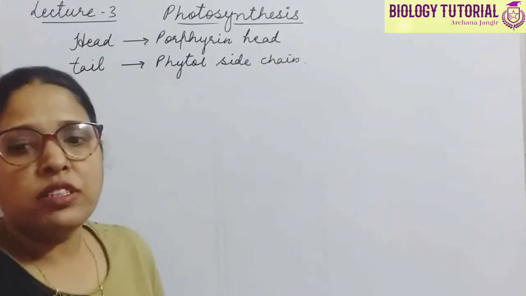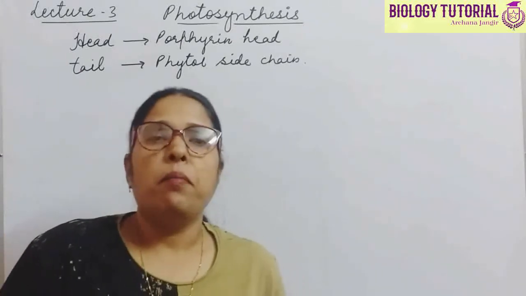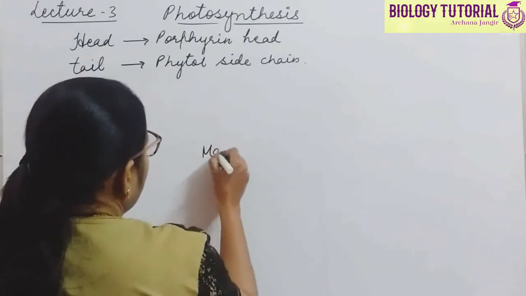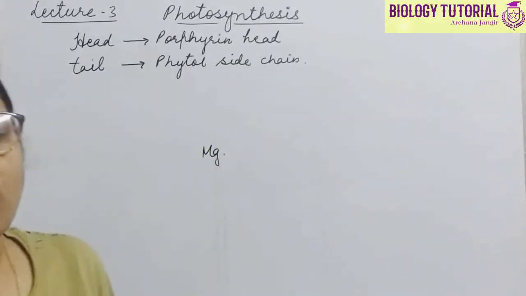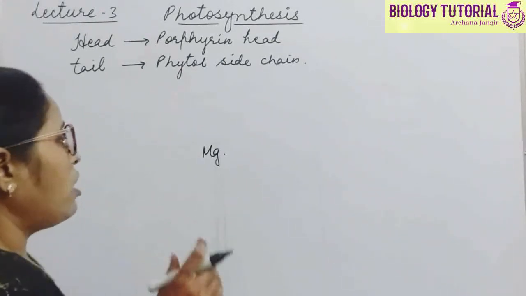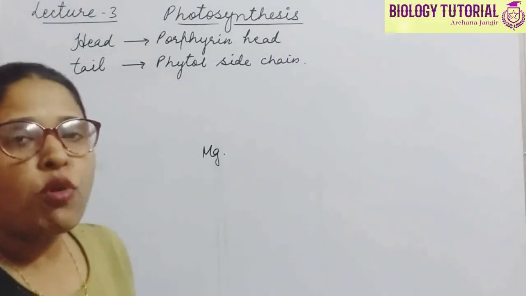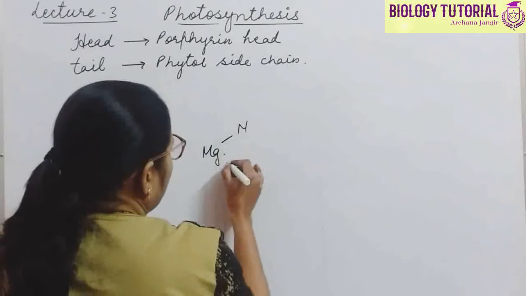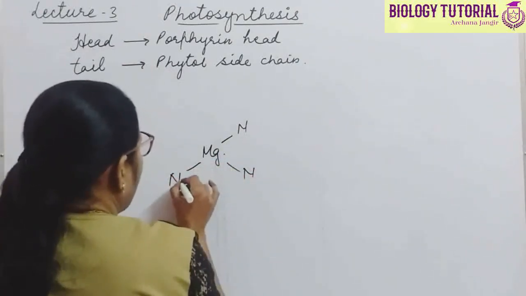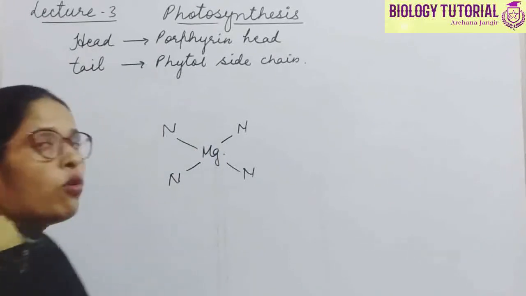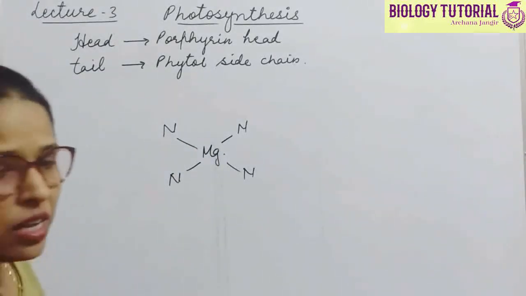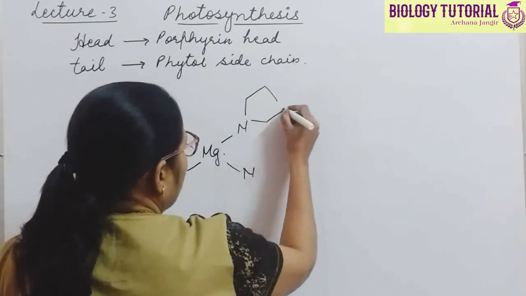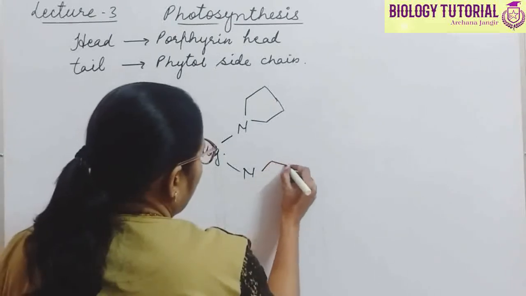In both of the chlorophylls, that is chlorophyll A and chlorophyll B, magnesium is the major element. So at the center, magnesium is present. Here is the molecule of magnesium. At four corners of this magnesium, four porphyrin rings are attached. Here, at four sides, nitrogen is going to attach and four rings are there. That is, this one is ring 1. Here is ring number 2.